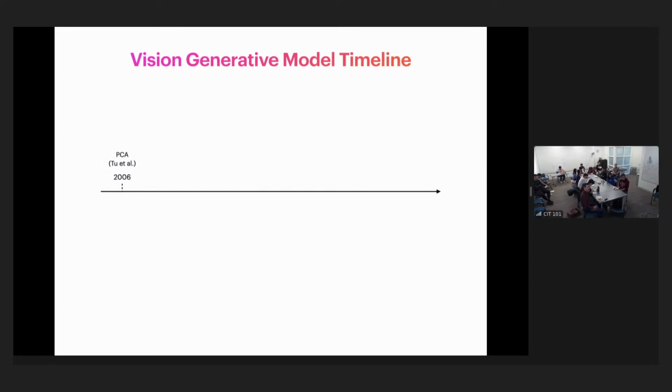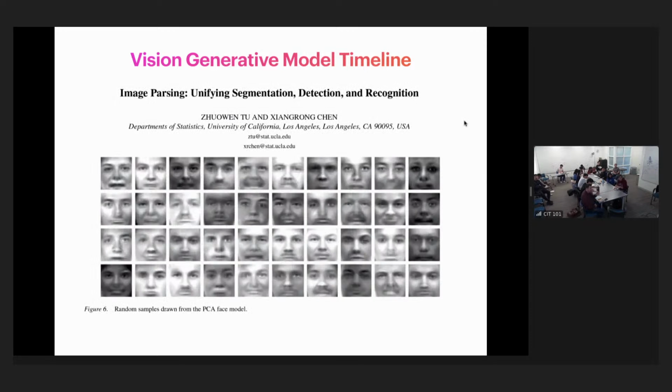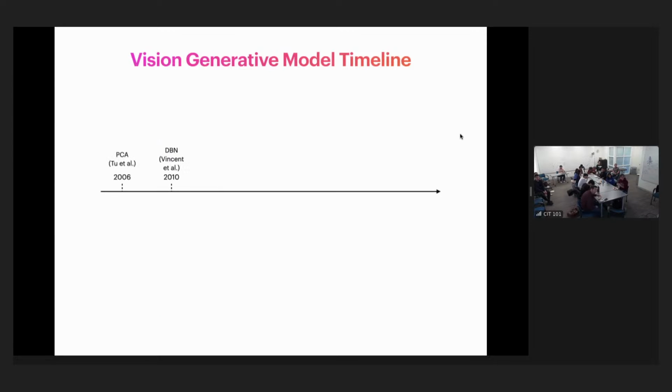In terms of 2D generative models, I want to start with a 2006 paper by a now professor at UCSD, Zhuowen Tu's paper, called Image Parsing. They use a PCA model and create a very early version of a generative model of faces, and these are the results at the time. Then in 2010, there's the famous deep belief network, an early version of deep learning, from before everyone knew about deep learning.